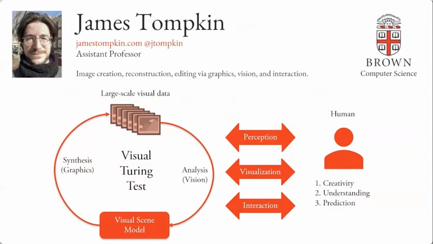synthesis task, and computer vision, which is an analysis task. Oftentimes we have a visual scene model that we want to turn into visual data. That's the synthesis branch. And then oftentimes we have visual data, often large scale, that we want to analyze. That's the computer vision part. When you put these into a little cycle, you say, well, it's a bit like a visual Turing test.